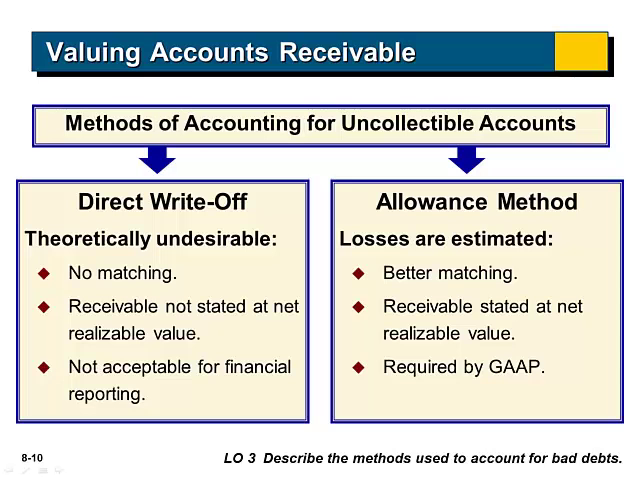So there's better matching because you are taking a best guess as to what your expenses should be in the period that the revenues are earned related to those receivables. Receivables are stated at the net realizable value because you've worked into the accounts receivable this amount of losses, and it's actually required by GAAP.